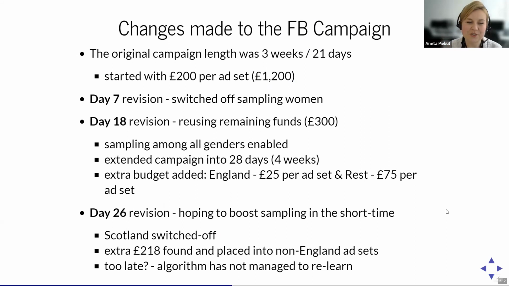So I mentioned to you that we didn't use gender as one of the variables in our ad set. And then quite quickly, we felt that the algorithm learned that women were more likely to click, and the ad was being shown to more and more women over time. So after 1 week, we decided to switch off sampling women. We kept the same ad campaign, but we just changed one of the variables of how participants were targeted within the ad. So for something like 10 or 11 days, we targeted only men.